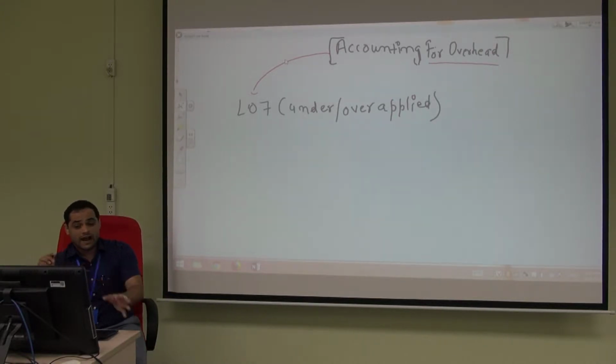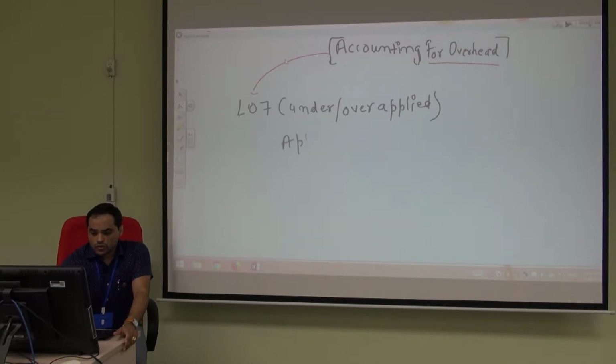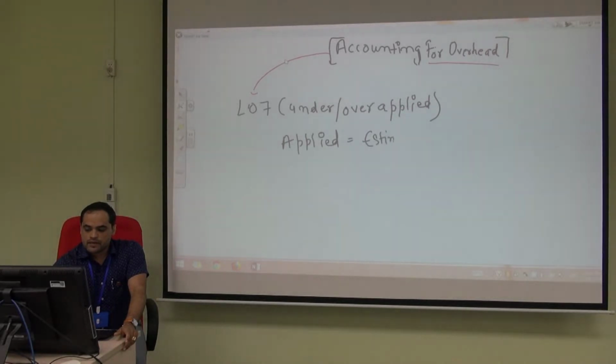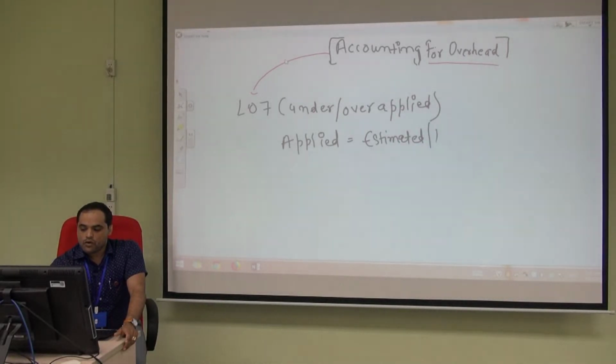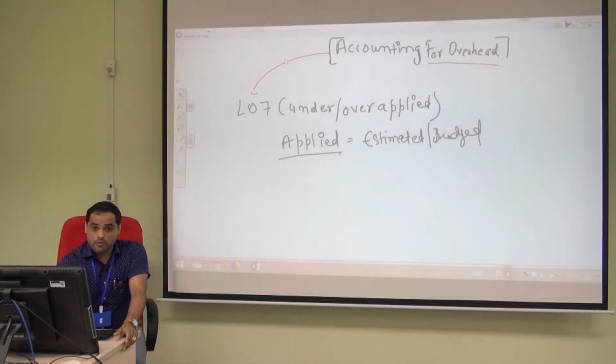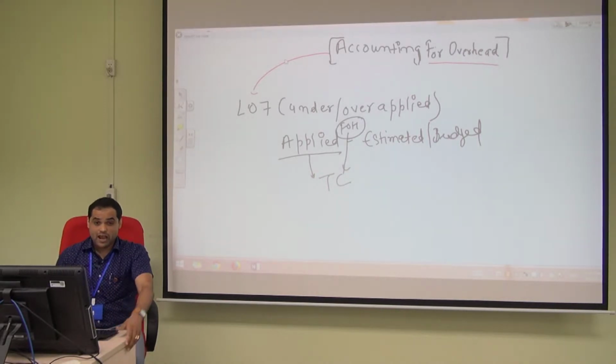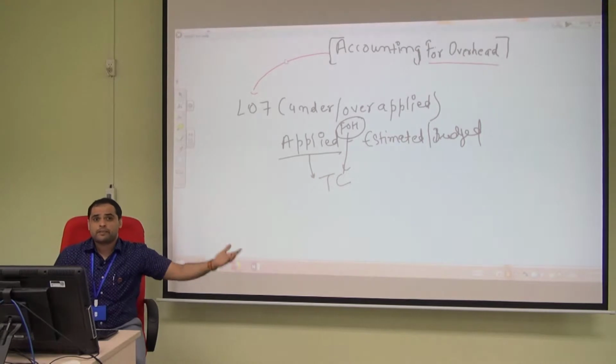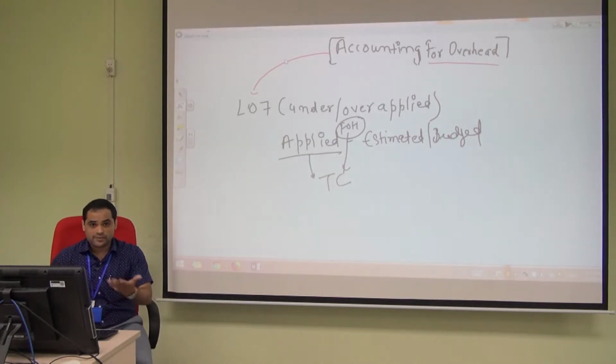We use the word applied. Why applied? Because that number is estimated or budgeted. So we apply that number, that factory overhead, in order to complete the total cost. We have to estimate the total cost to determine the price of the product, and to estimate the profit as well.